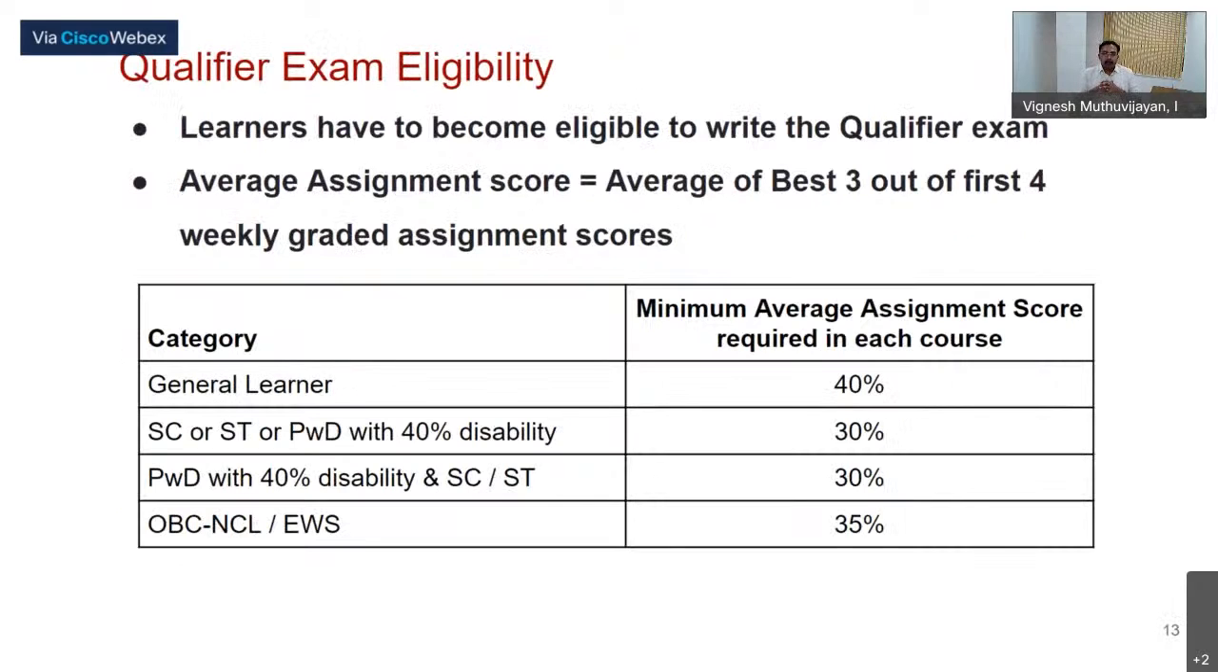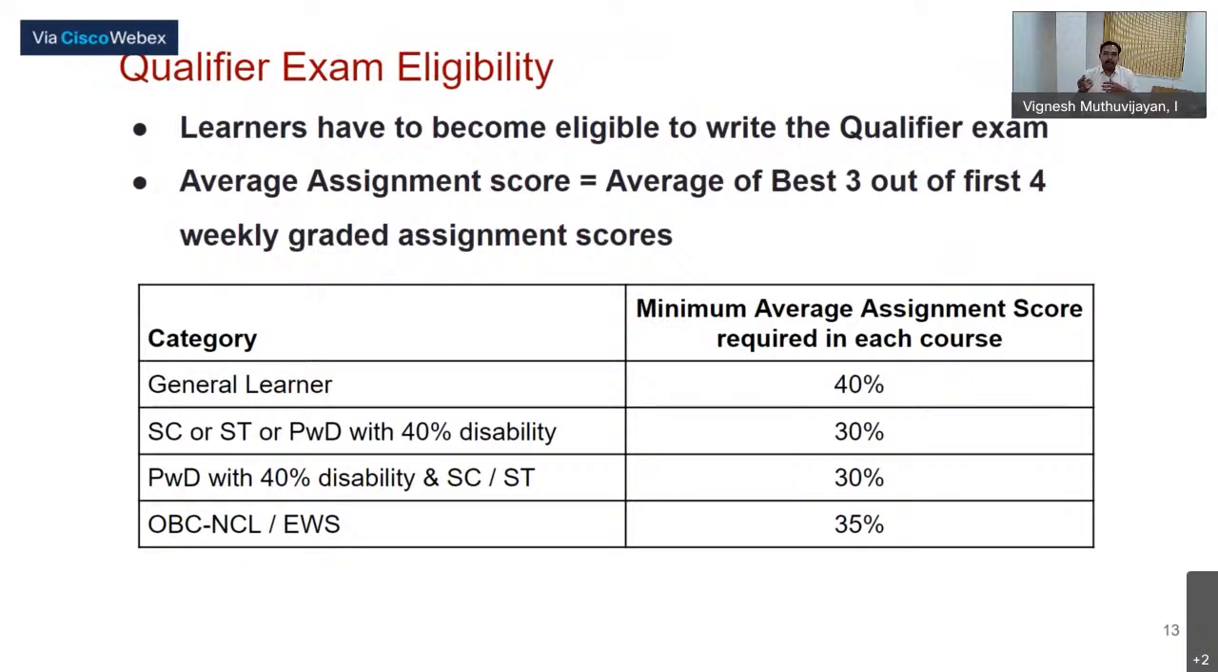Okay, now going to the operational part of the qualifier process. The first thing is the eligibility. Now that you're all enrolled for the qualifier exam, you need to become eligible to appear for the qualifier, and this happens through the assignments which you do. The graded assignments have to be submitted every week, and you have to score some basic percentage to actually be qualified for the qualifier exam.